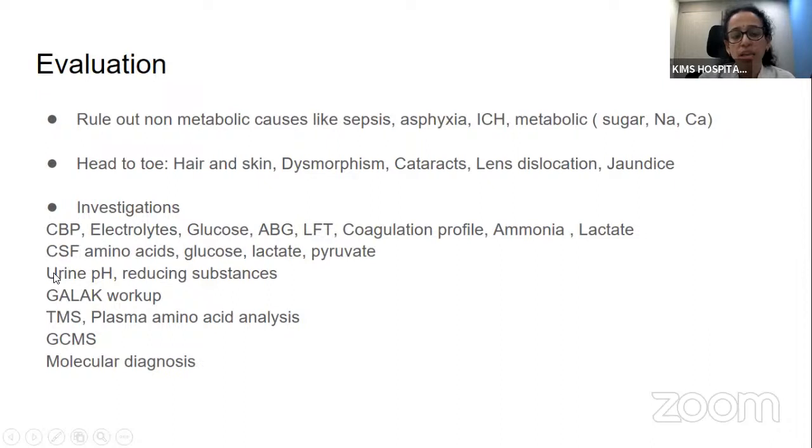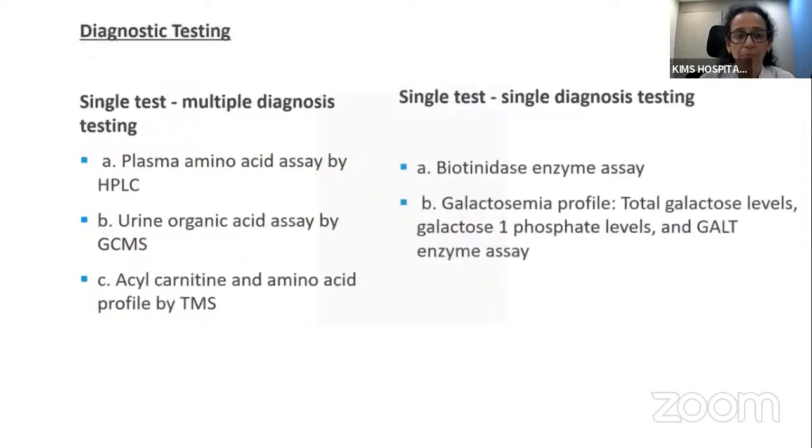And next, coming to the CSF analysis, CSF amino acids, glucose, lactate, and pyruvate also can be looked for. Urine pH and reducing substances are important. Non-glucose reducing substances are evaluated in case of galactosemia, where the baby will be having other features as well. And this is the GALAC workup, which we will come to in the subsequent slides, as well as TMS, plasma amino acid analysis, and urine for GCMS and molecular diagnosis. These are the second line and third line of investigations which we do when we are suspecting IEM.